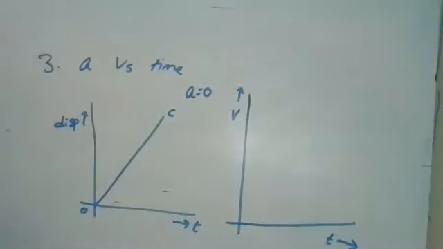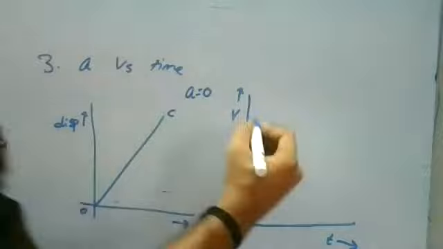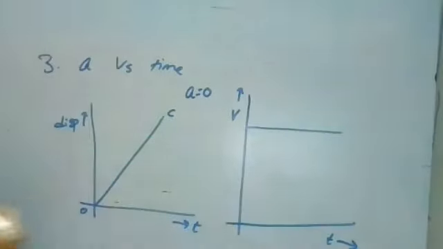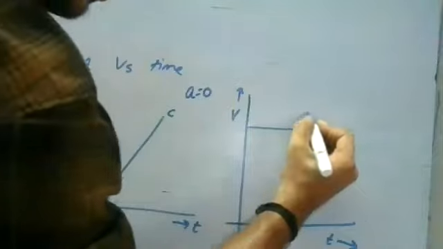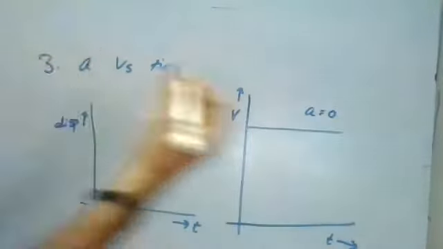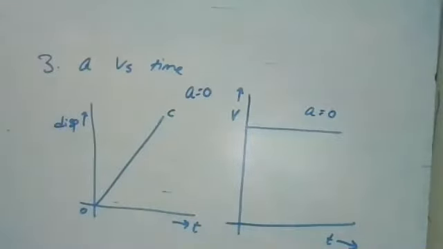Velocity time graph: a straight line parallel to the time axis, as shown in the figure. Here the velocity is constant, so the acceleration is equal to 0.